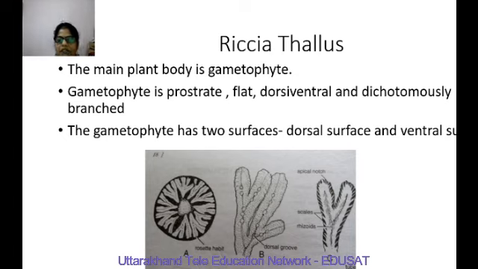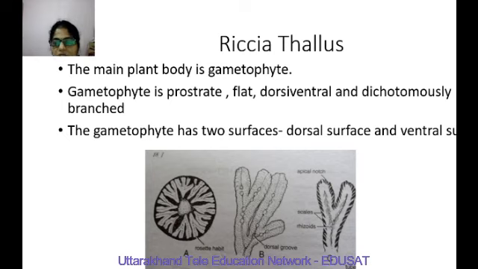That means it is found in moist soil, growing on the surface of the substratum, that is your rocks. Prostrate means it is found growing on the surface of the rocks. Dorsiventral means it consists of both surfaces, dorsal and ventral. Dichotomously branched means it is divided into two different branches.